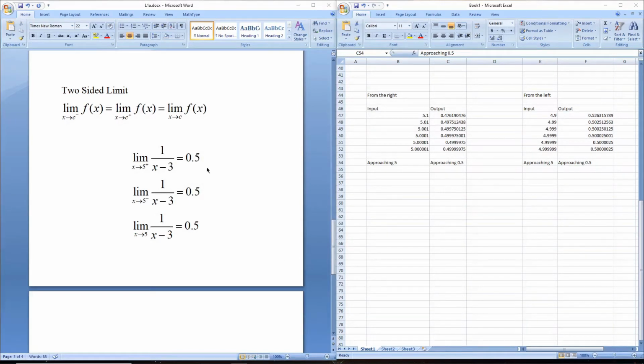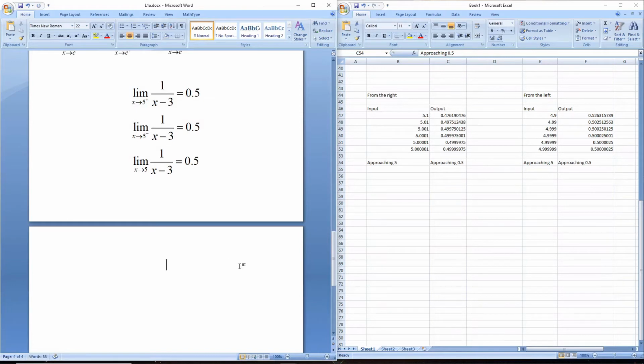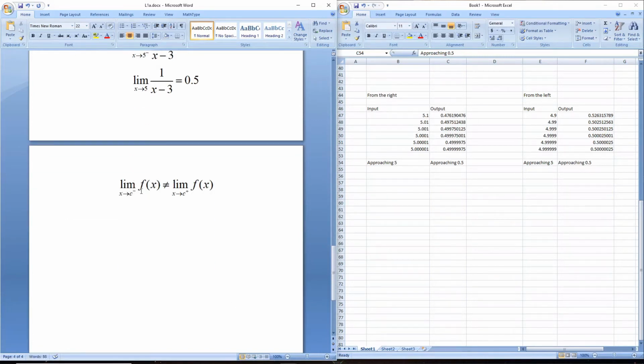Now you may be asking yourself, well, what if they don't equal? What if the left and the right limits do not equal each other? So that means we would have this case. The left limit does not equal the right limit. If this is the case, then we say the two-sided limit does not exist. So DNE, popular little phrase to use there for does not exist.